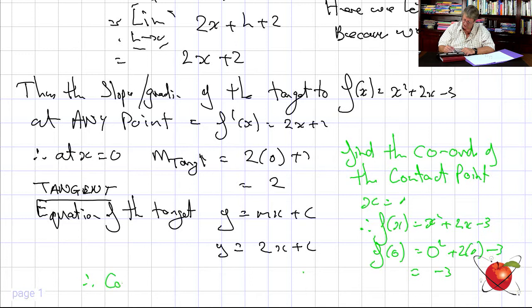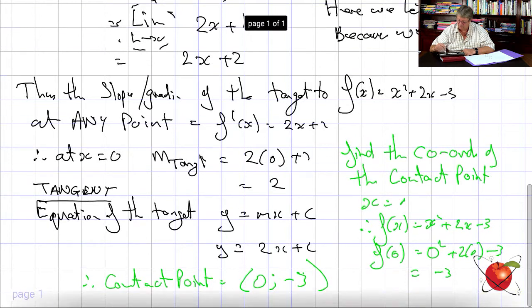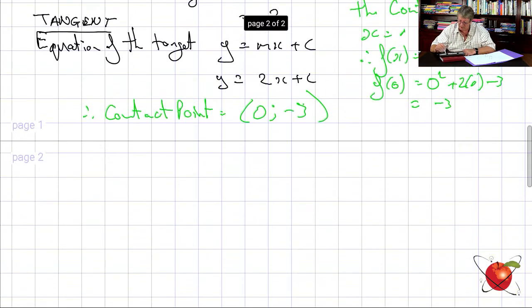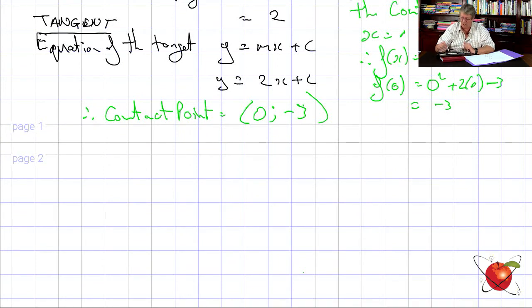Therefore, the contact point is equal to (0, minus 3). Well, we kind of knew that, didn't we? But it doesn't matter, because in this case you can see it, in some you can't. So what do I say? I say, okay, that's my contact.